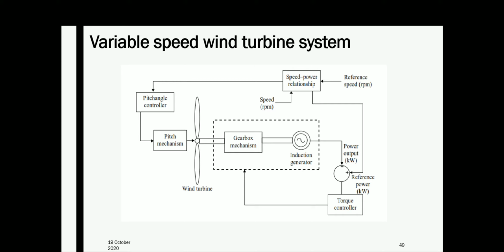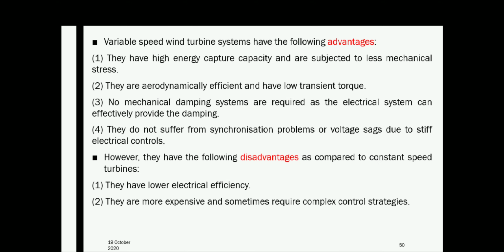And the variable speed wind turbine has the following advantages. They have high energy capture capacity and are subjected to less mechanical stresses, and they are aerodynamically efficient and have low transient torque. Then no mechanical damping systems are required, as electrical systems can effectively provide the damping. They do not suffer from synchronization problems or voltage sag due to stiff electrical controls.